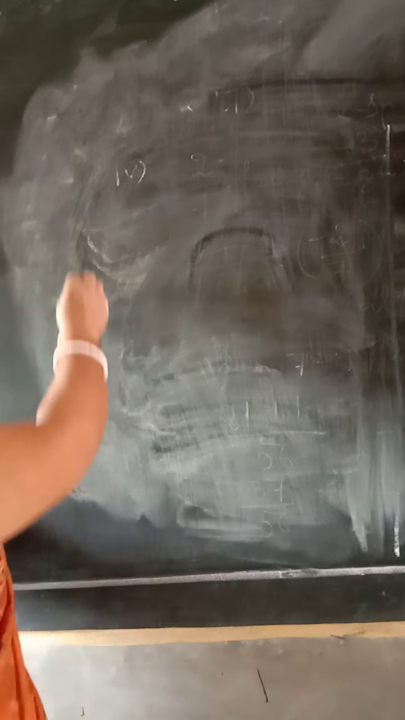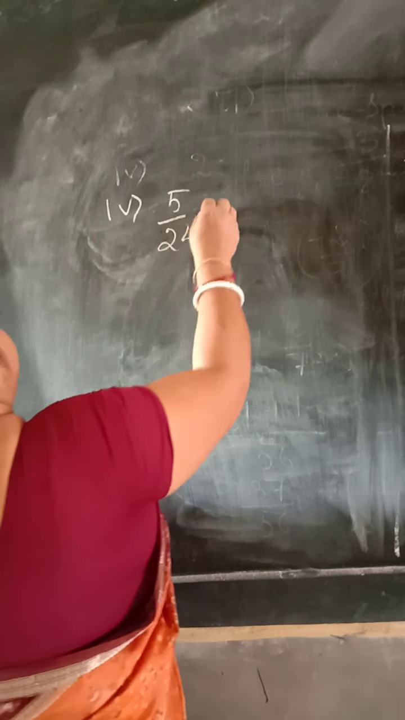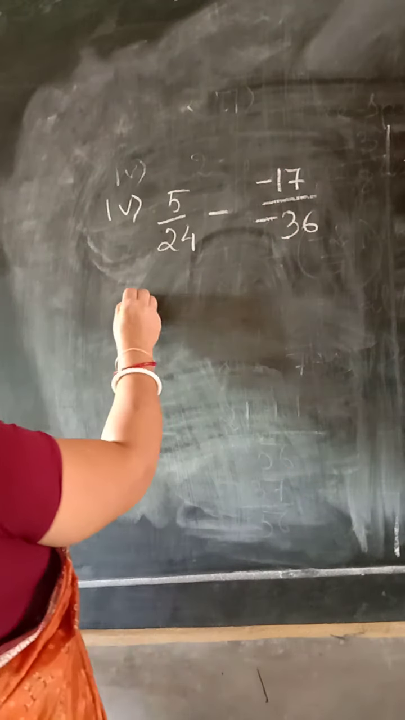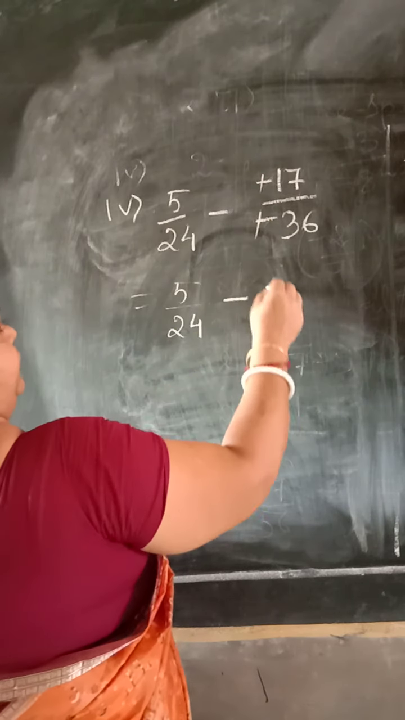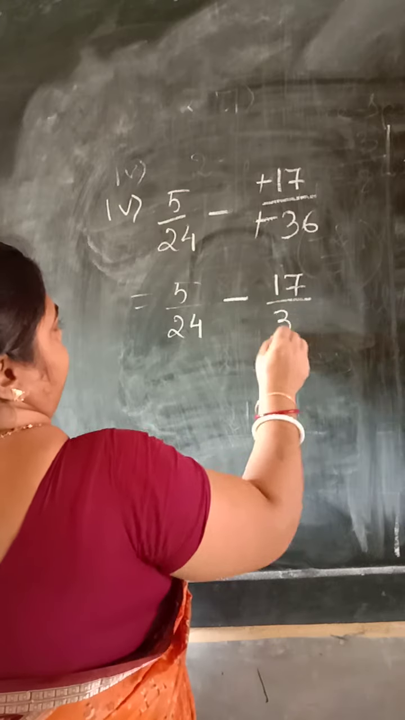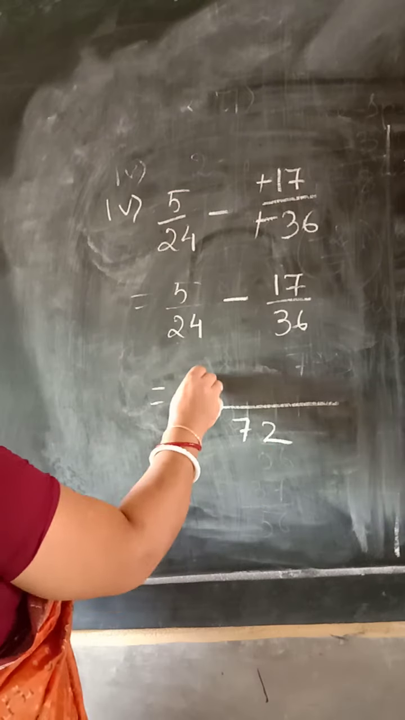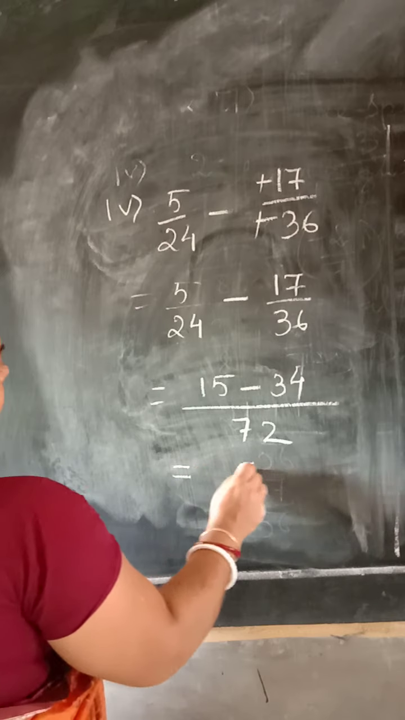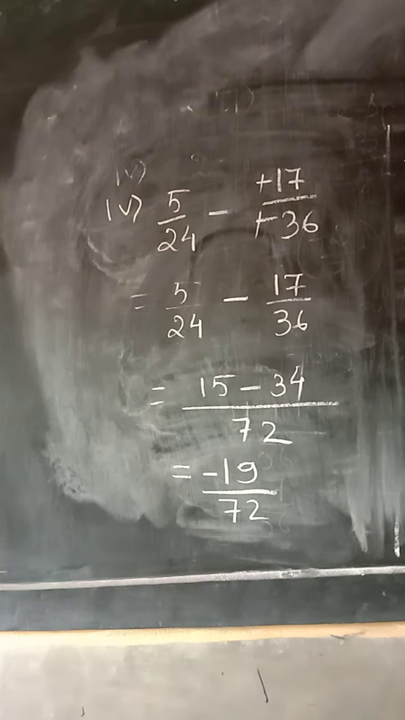See the last one. 5 by 24 minus 17 by minus 36. So the next step will be writing 5 by 24 minus, this minus signs are cancelled, 17 by 36. The LCM of 24 and 36 is 72. 24 3s are 72, so 15. 36 2s are 72, so minus 34. So minus 19 by 72 will be the answer. Okay, this is question number 4.